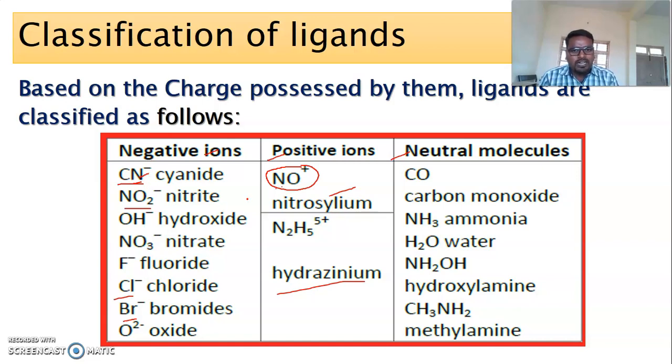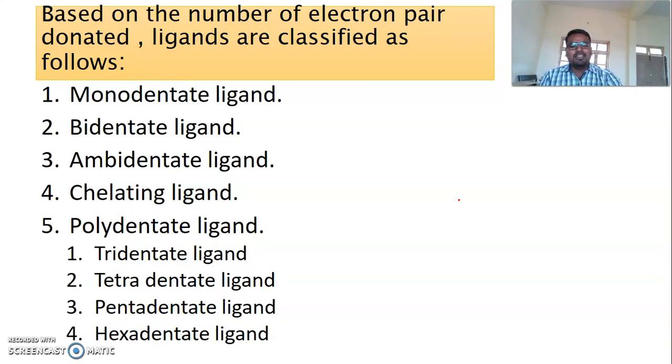So this is a negative ligand, and in this case the nitrogen is the donor atom because of its lone pair of electrons. So it donates electrons. And similarly here also, hydrazinium. These lone pair electrons are responsible for the liganding nature of this positive molecule. And neutral ligands: carbon monoxide, ammonia, water, ammonium hydroxide, methylamine. These are neutral ligands.